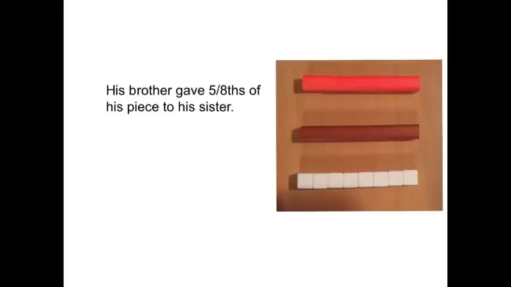In the next step, we find that the brother gives 5/8 of his piece to his sister. So looking at the new whole, the brown rod, we have to divide it into 8 equal pieces, into eighths. So we find 8 cubes that, when put together, are equivalent to the whole. Of these 8 cubes, 5 will go to the sister.